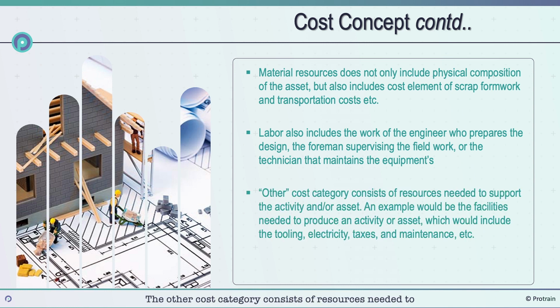The other cost category consists of resources needed to support the activity and or asset. An example would be the facilities needed to produce an activity or asset, which would include the tooling, electricity, taxes, and maintenance, etc., necessary to keep the facility available for use. Other costs might be office supplies, communication costs, travel costs, and security costs. We will cover all the cost elements as we make progress through this module.